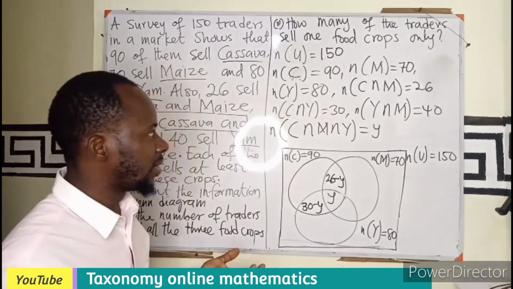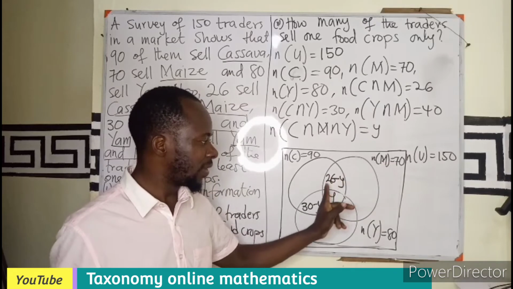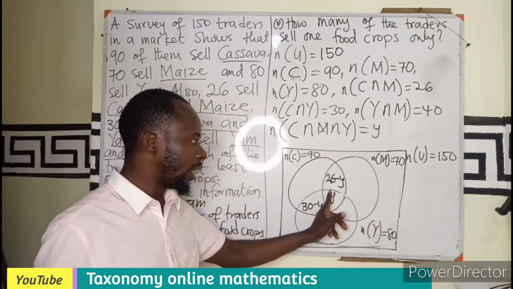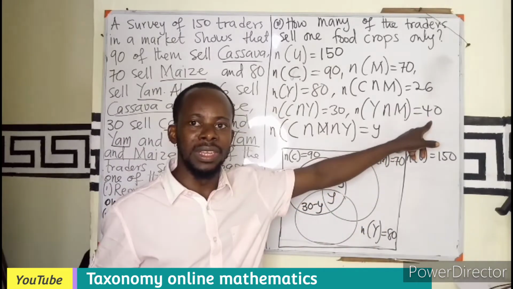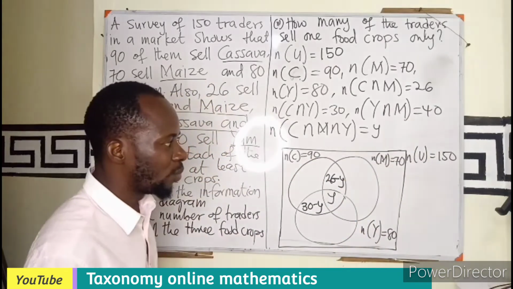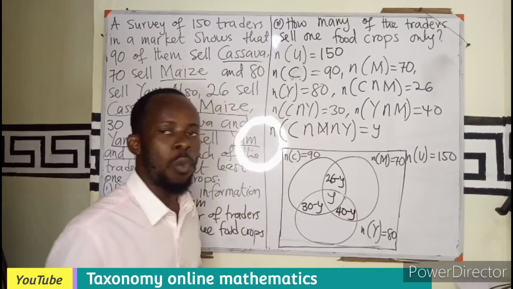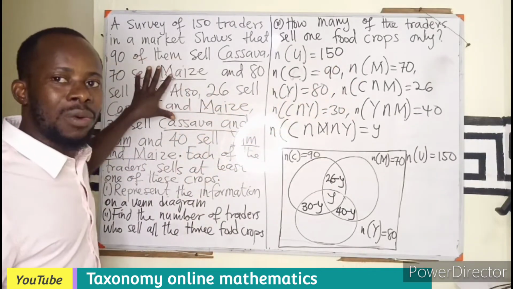Alright. Then the last one, which is yam and maize. This is where the two sets also overlap here. And the whole region is supposed to be 40. But we have taken the center part to be Y. So I have 40 minus what? Y. So this information is taken from the question.